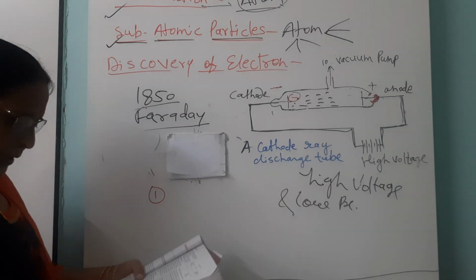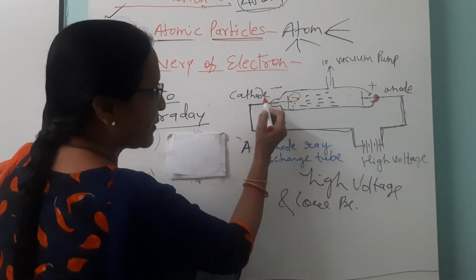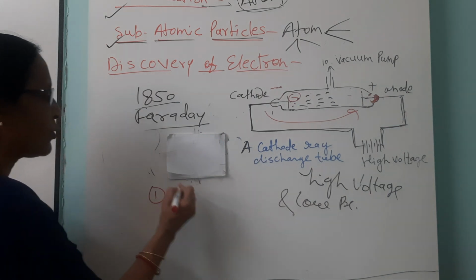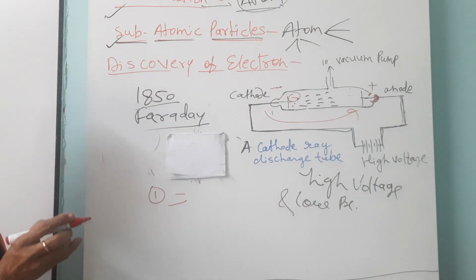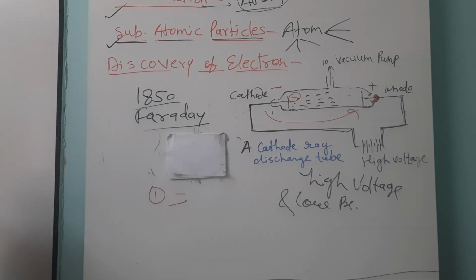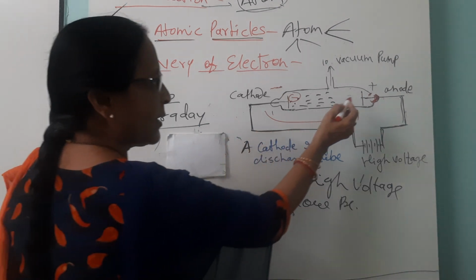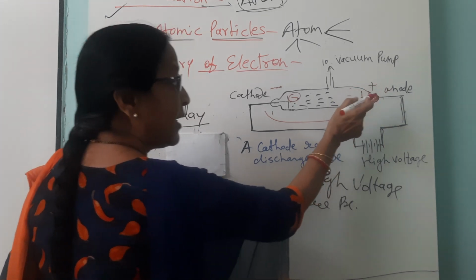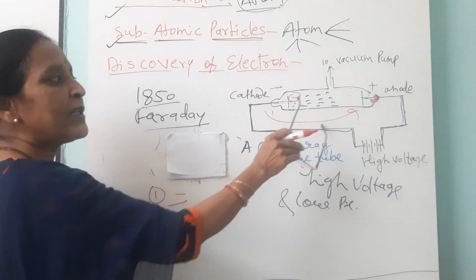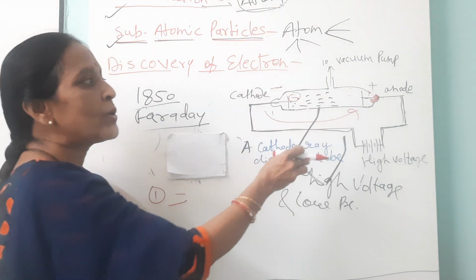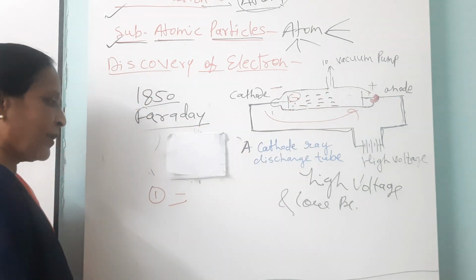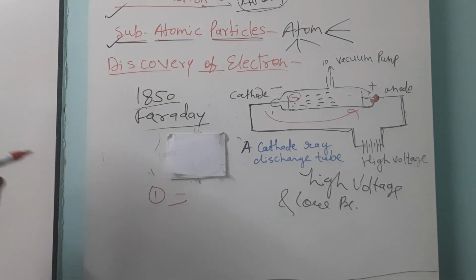They drew different conclusions with the help of this experiment. First conclusion: because the particles start emitting from cathode to anode, the particles are negatively charged. Second point: the particle shows the photoelectric effect, because a fluorescent material is kept and a hole is made. It means they show an effect on fluorescent material, so they are reactive particles. This is also an observation.